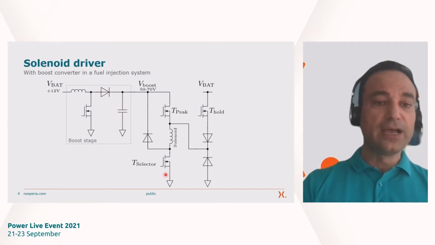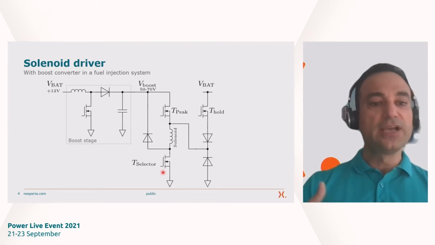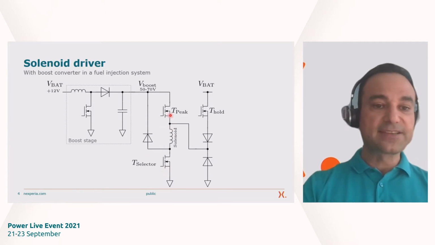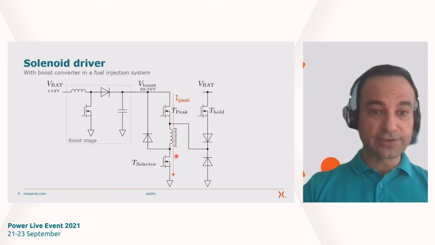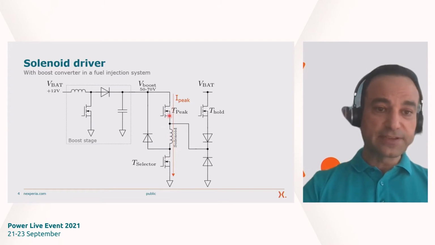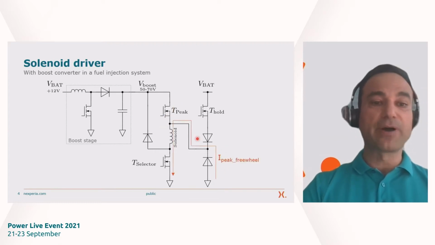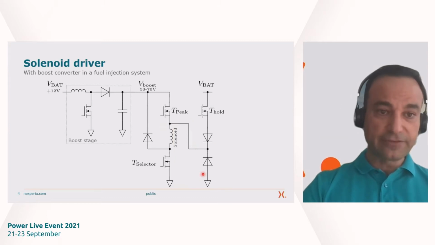We have a high side and low side switch. The low side switch, called T-selector, is used to select the cylinder you want to address. And the high side switch, T-peak, is controlling the peak current through the solenoid in the starting phase. And once the T-peak switch is switched off, then we need, of course, also a freewheeling path, which is given by this diode. That means this diode at the bottom right is a freewheeling diode. And if I click back and forth, I think you can imagine how it works.